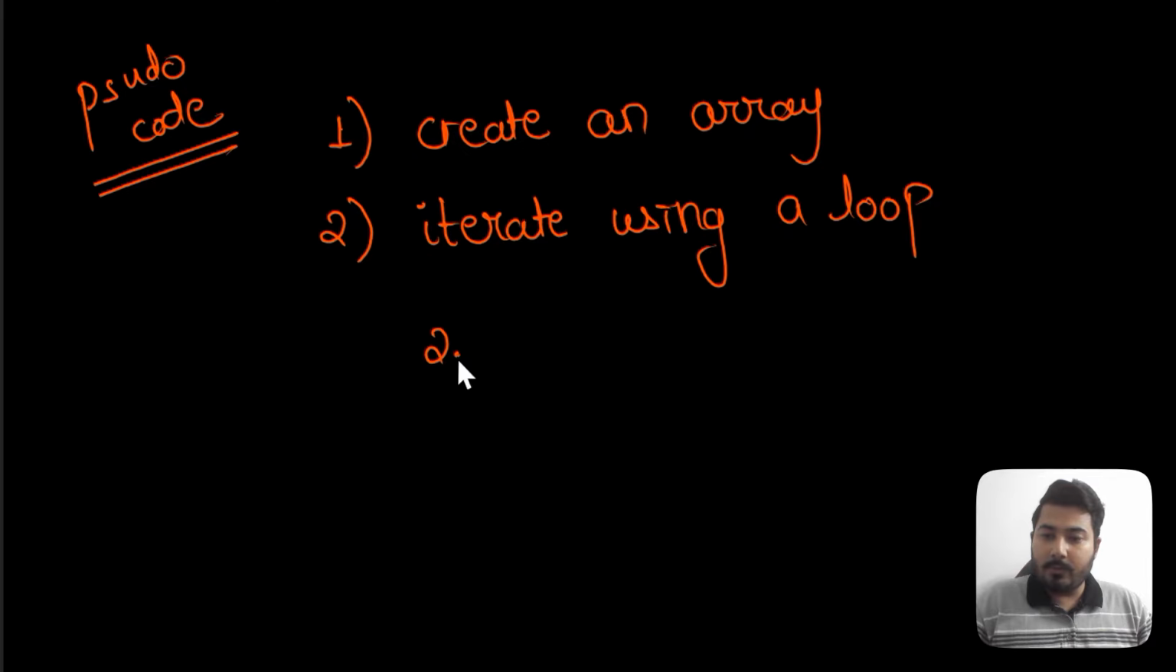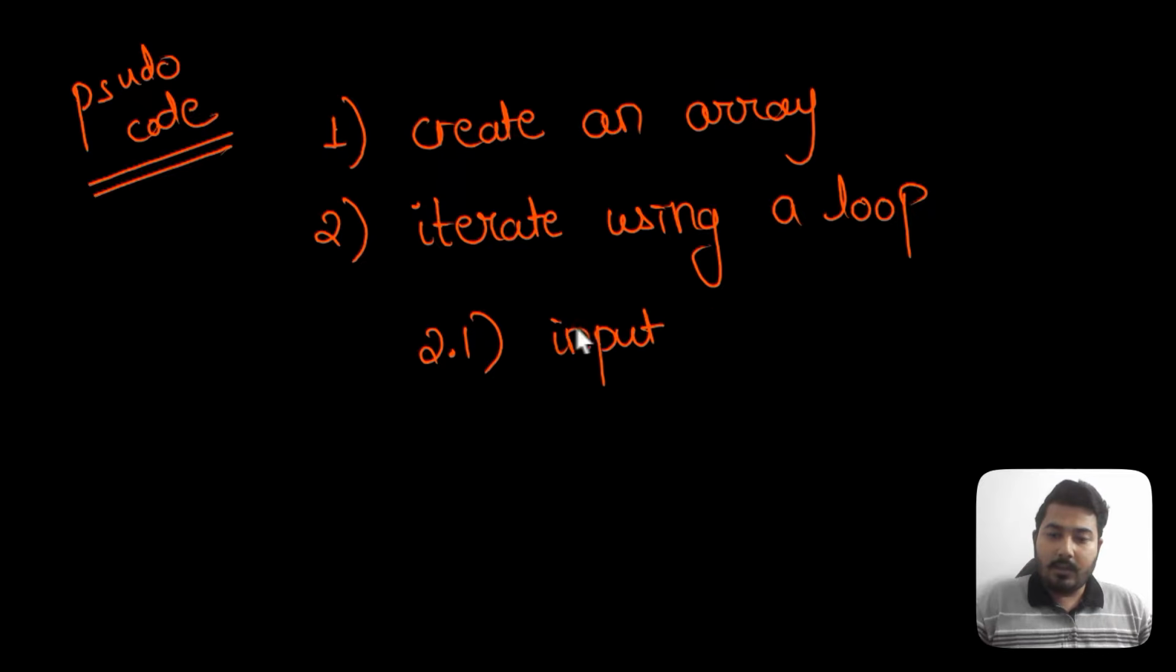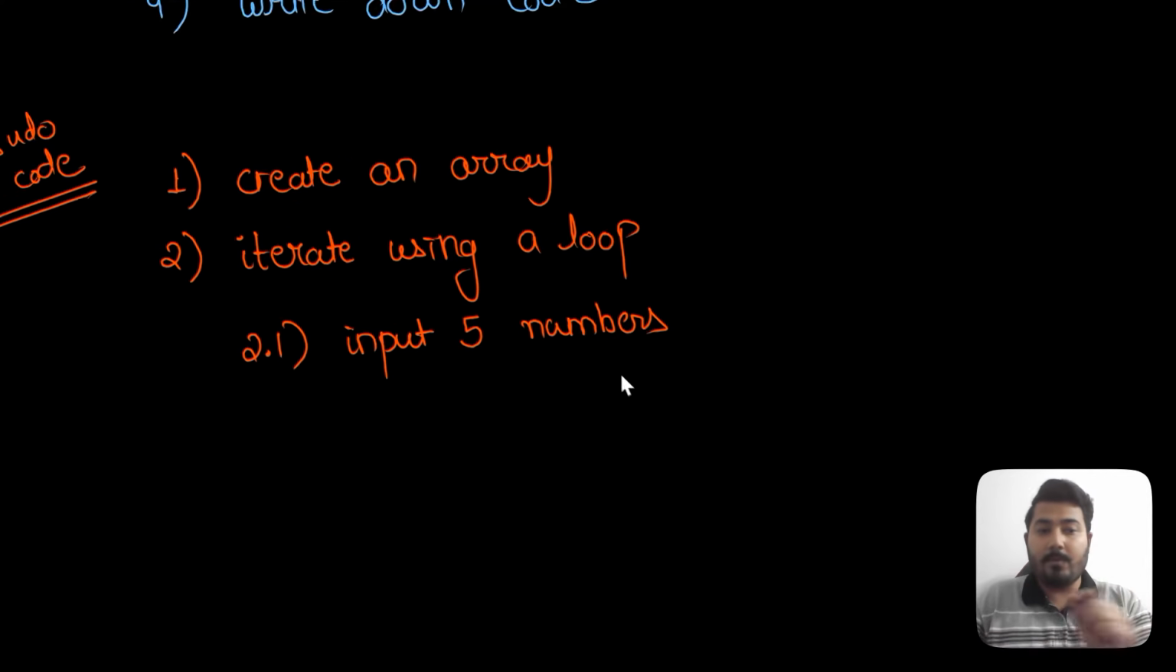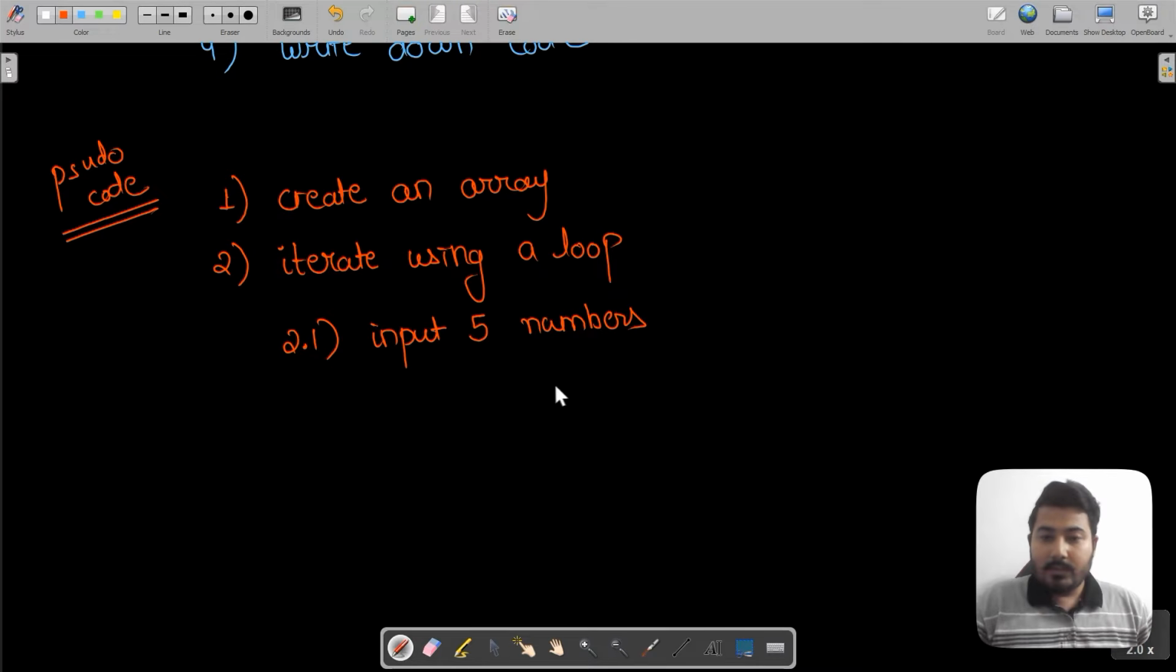Inside that loop, step 2.1, what you are going to do is input five numbers. I'm writing down exactly what we are going to write in the code, so in the same format as well. Make sure you are also following the same thing. Once you have input the five numbers, when you want to find the average, you need the sum of those five numbers, because the formula for average is the sum of five numbers divided by the number of items, correct?